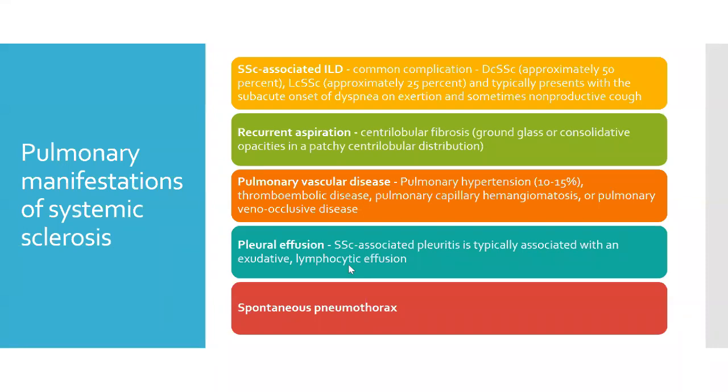Pulmonary vascular disease is common. 10 to 15% of patients with scleroderma have pulmonary hypertension. The other vascular manifestations include thromboembolic disease, PCH, and PVOD. You can also have pleural involvement in the form of pleural effusions, which are usually lymphocyte-predominant exudative pleural effusions. You can have spontaneous pneumothoraces.